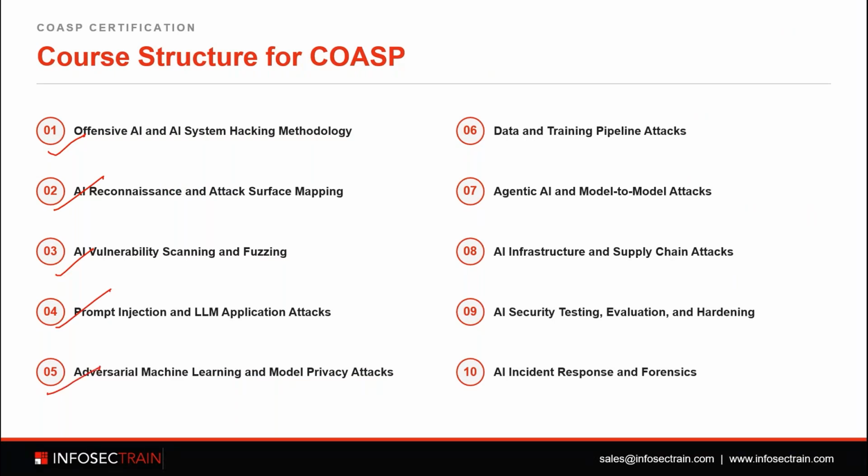Then there is adversarial machine learning and model privacy attacks. There will be data and training pipeline attacks, agentic AI and model-to-model attacks, then AI infrastructure and supply chain attacks, and AI security testing, evaluation, and hardening. So we are talking about the defensive side here as well, a little bit: not only the attacks but how hardening happens, and AI incident response and forensics, how the forensics and the incident response will happen. So this will be the course structure of the COASP.